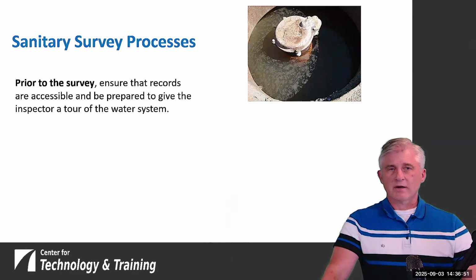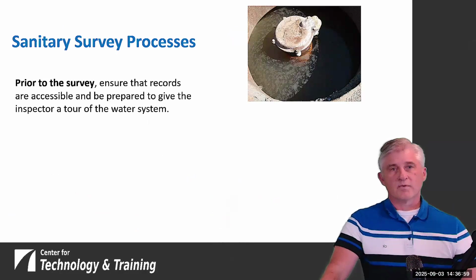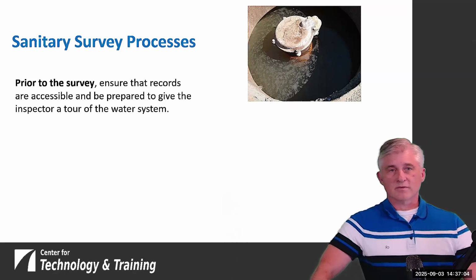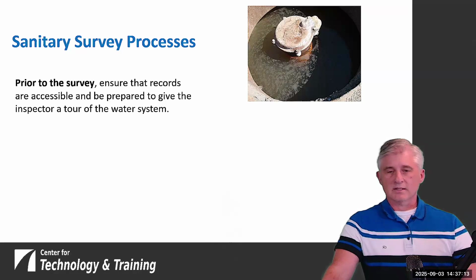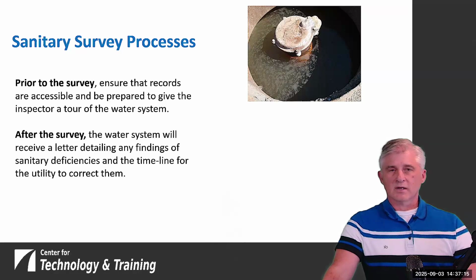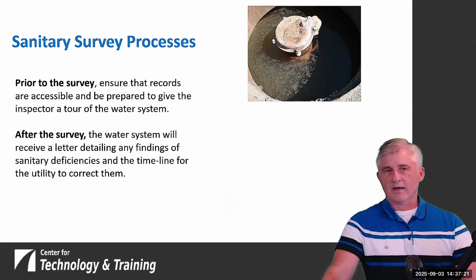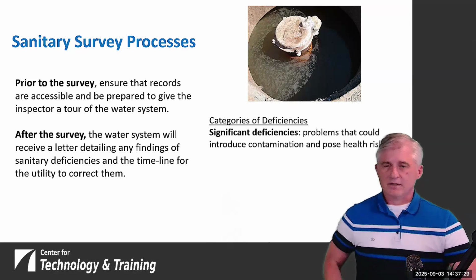So, what's the process? Prior to the survey, you want to make sure that you've got all your records together, they're available, and you're prepared for the inspector to come and do a tour of the water system. They'll typically do a tour of the entire water system from throughout the entire plant into the distribution system. Look at any tanks or pump stations you may have. And after the survey, they're going to write a detailed letter telling you about any of the findings they have. If there are any deficiencies, you'll know right away, and they'll give you a timeline to correct those.